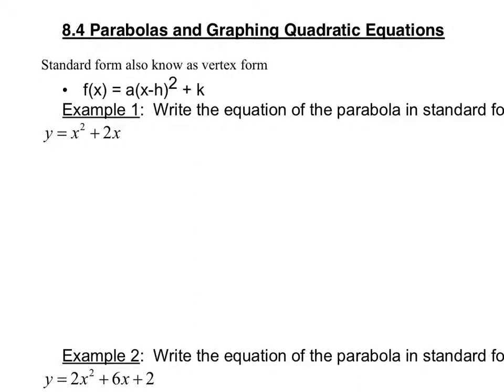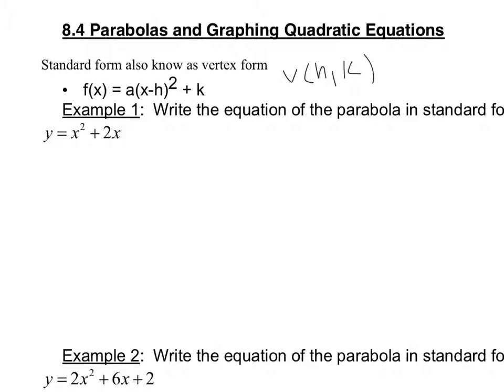Alright guys, so we're going to learn how to graph these with and without the calculators. Hopefully you remember how to do it with the calculator. So standard form, well this book calls it standard form, but what you probably learned it previously as is vertex form. Okay, so see how it's a times x minus h squared plus k? The vertex is h comma k.